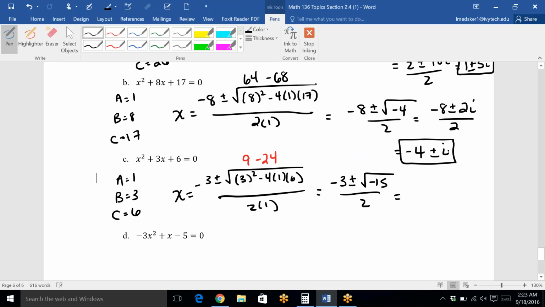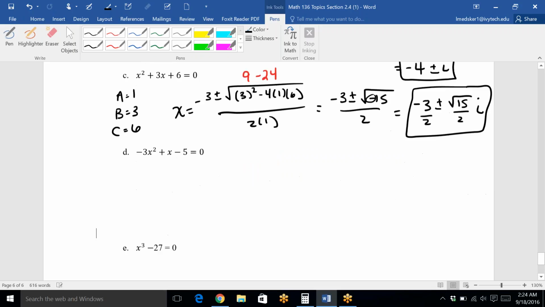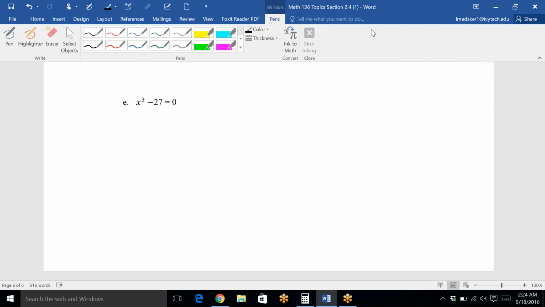So sometimes you'll have an i and you'll just have numbers, and sometimes you'll still have that square root involved, just depends. So this is negative 3 plus or minus square root of 15, and it's over 2 both times with the i right here because of the negative that was in that square root of 15. And square root of 15 does not reduce any further. Okay, so that's the end of the 2.4.